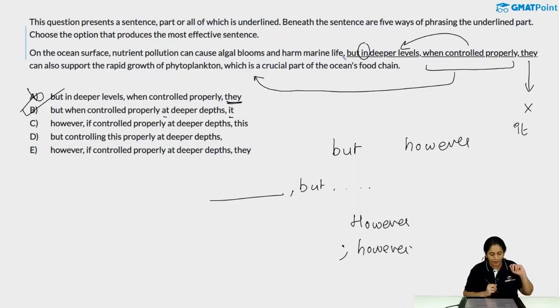So again, because of that, we can eliminate this. Another reason is that the use of pronoun this and they is incorrect. It is it. You have to use it to refer to the nutrient pollution. So using that also, I can eliminate C and E.